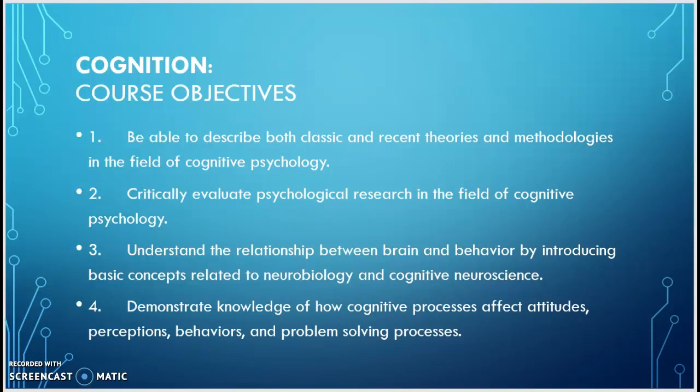You will be able to understand the relationship between brain and behavior, so how our cognitive processes then translate into behaviors. And we're going to learn a little bit about neurobiology, the way in which the brain works, and cognitive neuroscience. We finally are going to demonstrate your knowledge by the end of the class of how cognitive processes affect attitudes, perceptions, behaviors, and problem solving.